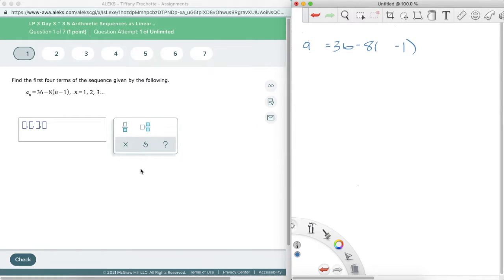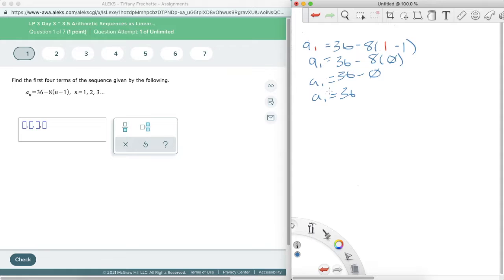All right, so the very first one we're looking for is term number 1, or the first part of the sequence. We want to know what the sequence starts with. So I'm going to plug a 1 in here. And as we work this out, we would just do it the same way we do any other equation. So A1, or the first term of this sequence, is going to be 36 minus 8 times 1 minus 1. So 1 minus 1 is 0. And 8 times 0 is 0. And 36 minus 0 is just going to be 36.